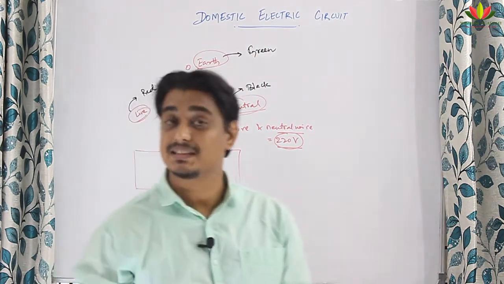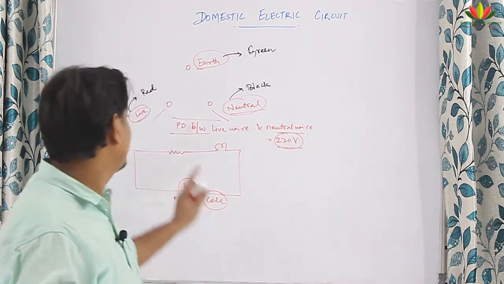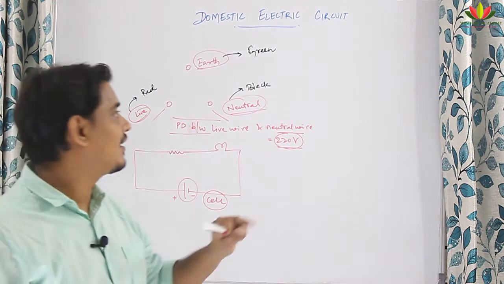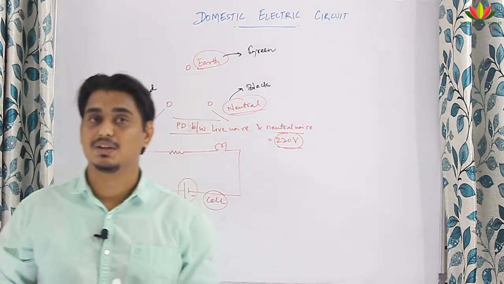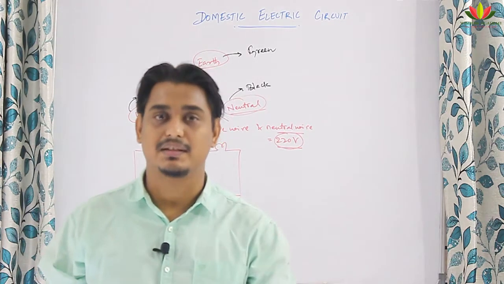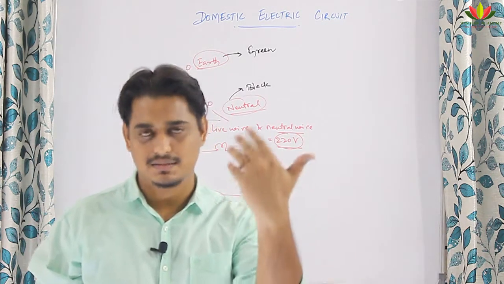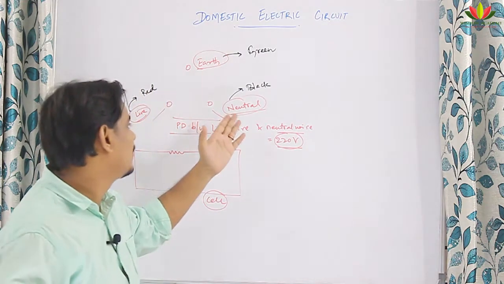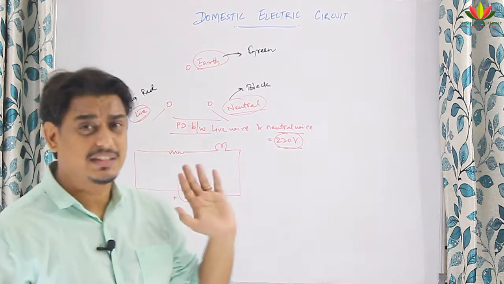So earth wire is in green color, live wire is in red color, and neutral wire is in black color. That is the color coding of wires. So if you have a connection and you see a red wire going, understand that it is a live wire, and green wire is used for earth connection, and black wire is for neutral connection. But this is for single phase connection I am telling.